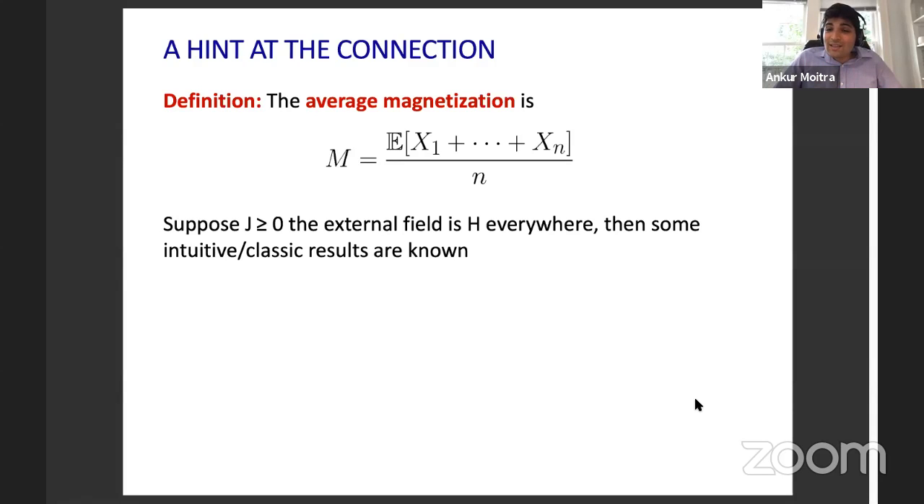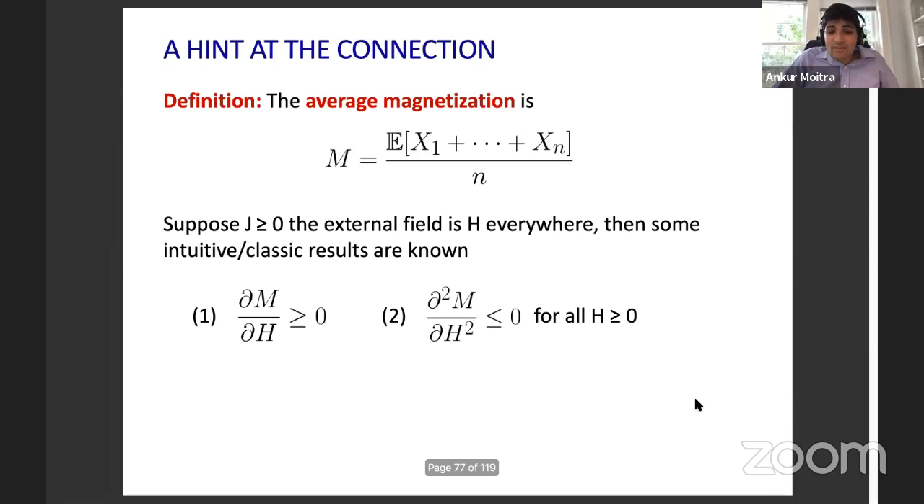These aren't actually the easiest things to prove, but they are intuitive, which is, what happens to the average magnetization if I increase the external field everywhere? Well, that should probably only increase, right? And that's the statement that the partial derivative of m with respect to h is non-negative. That's a classic result of Griffiths.